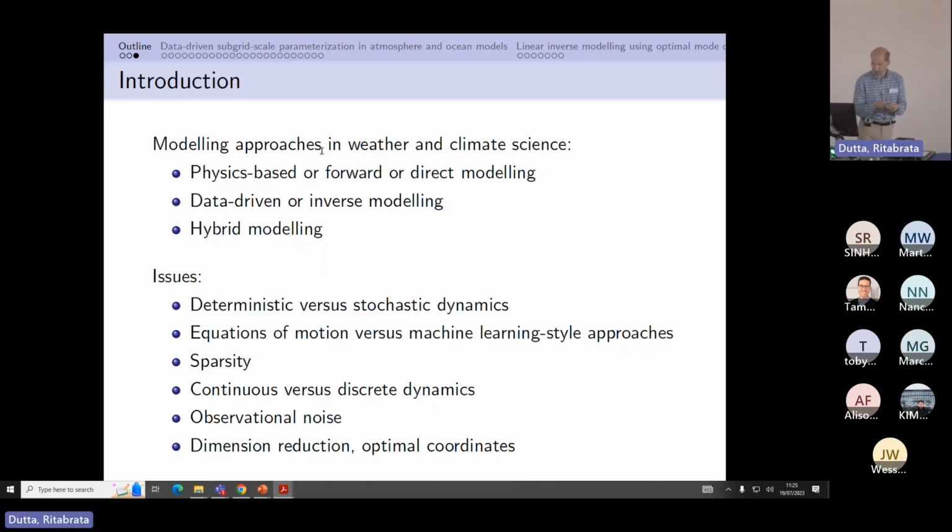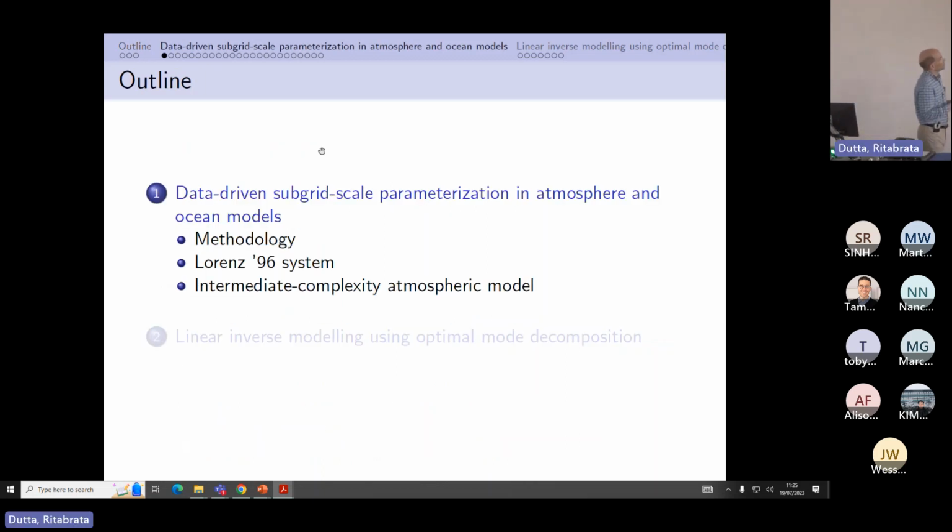We'll come back to these issues a bit later. The first part is on data-driven subgrid-scale modeling, subgrid parameterization. It's aimed at atmosphere and ocean models, ultimately. I will present some methodology, then a simple toy model, Lorenz 96, some results, and then some results for an intermediate complexity atmospheric model.